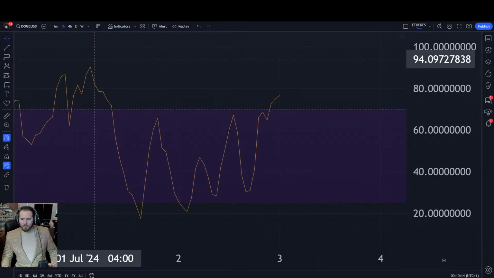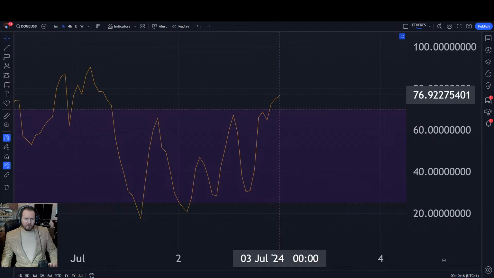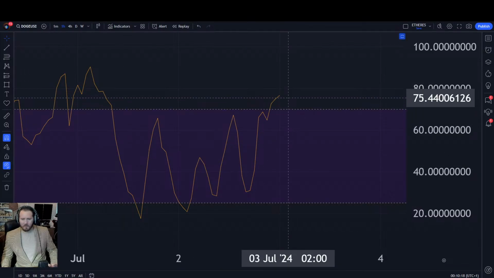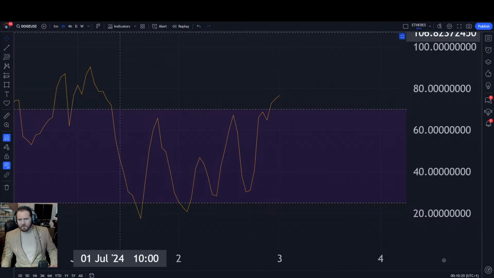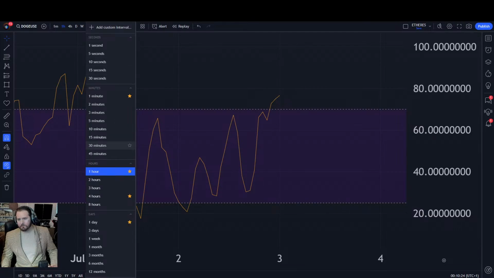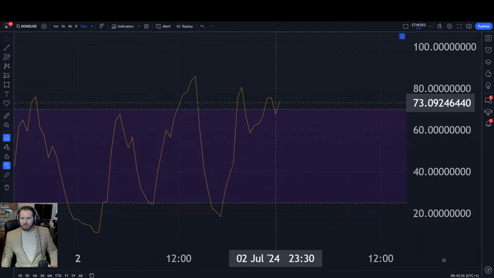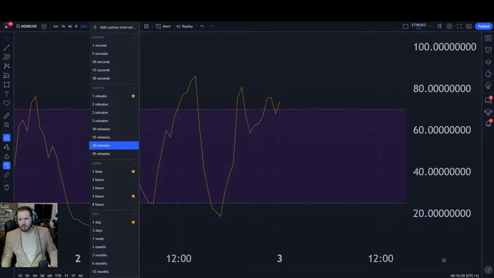So let's go a little bit lower. 1 hour RSI is overbought. We see our RSI down here. It's a tough one. Let's check the 30-minute time frame though. Oh yeah, 30 minutes overbought. These trades are going to be risky.